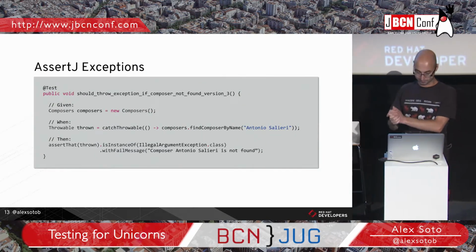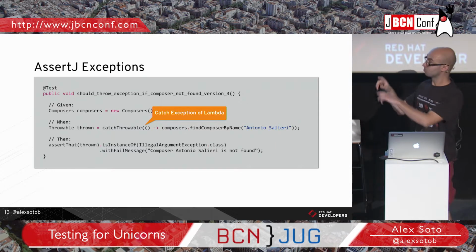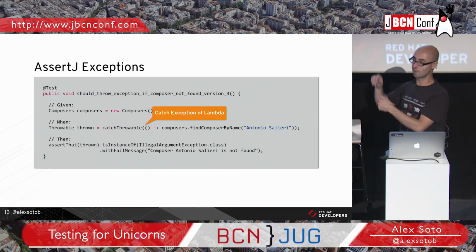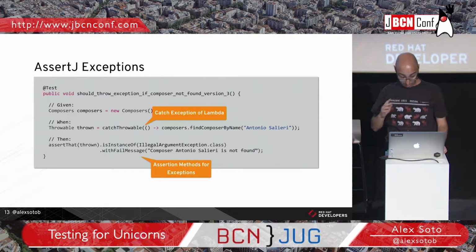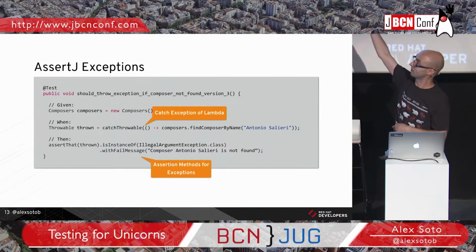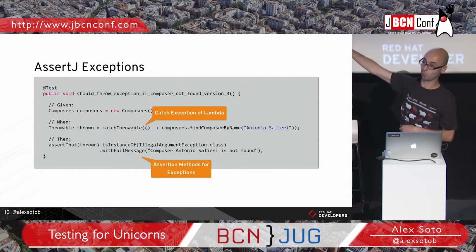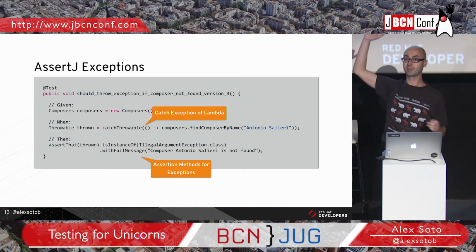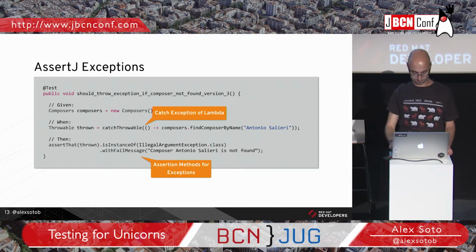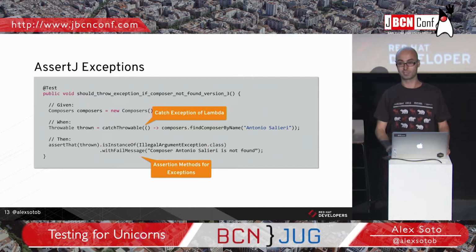So AssertJ provides you a way to test exceptions. You just use this catchThrowable static method, to which you give a lambda where you put the method that throws an exception. And then you just say assertThat thrown, which is the exception, is an instance of IllegalArgumentException. So you get exactly where it's thrown when find composer by name is called, the type, IllegalArgumentException, and the message, composer non-salary is not found. So you get exactly where it's thrown, the type, and whether it's really the illegal argument exception that you are expecting in your test. And also you can still follow the given when then, so you get a really clean BDD style for testing exceptions.